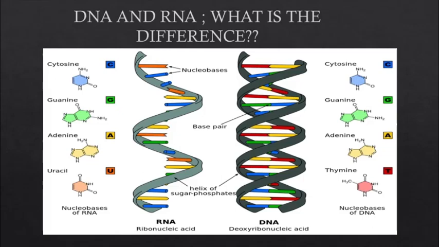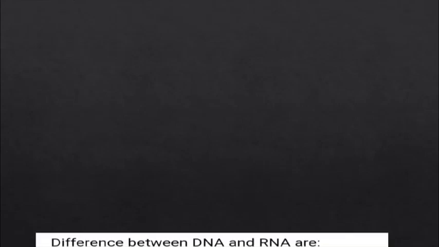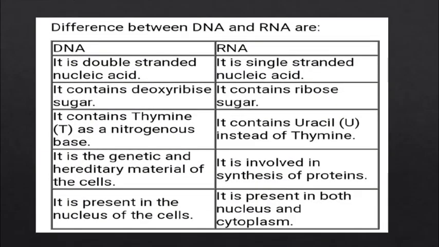Now, the DNA is found in the nucleus of our cell, whereas RNA is found in the nucleus as well as cytoplasm. Also, a certain portion of the DNA codes for the gene, and when a gene is expressed, a certain type of protein is produced. Now here, I have added a table for you to differentiate between DNA and RNA. You can pause the video and note it down.